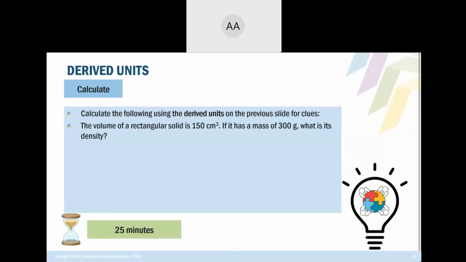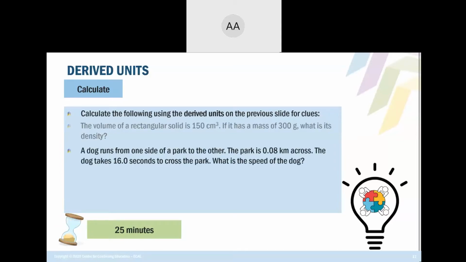Second question. A dog runs from one side of the park to the other. The park is 0.08 kilometers across. The dog takes 16 seconds to cross the park. What is the speed of the dog?